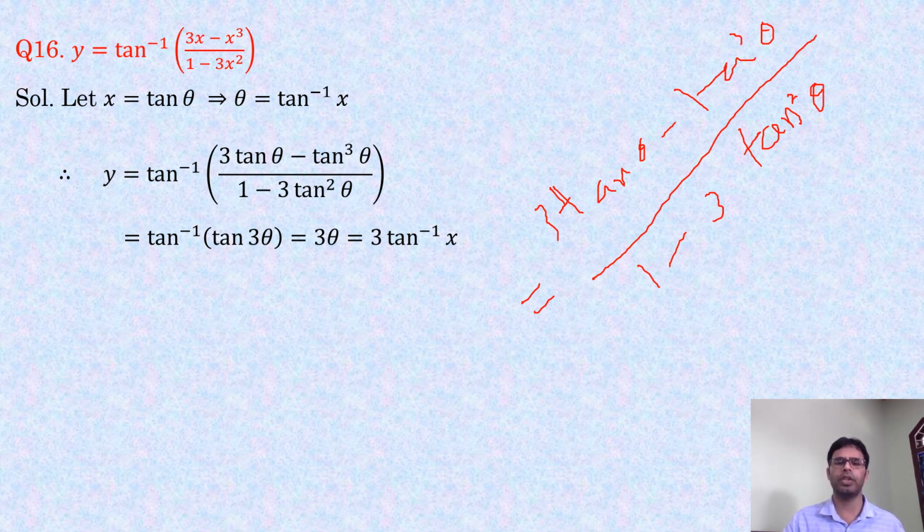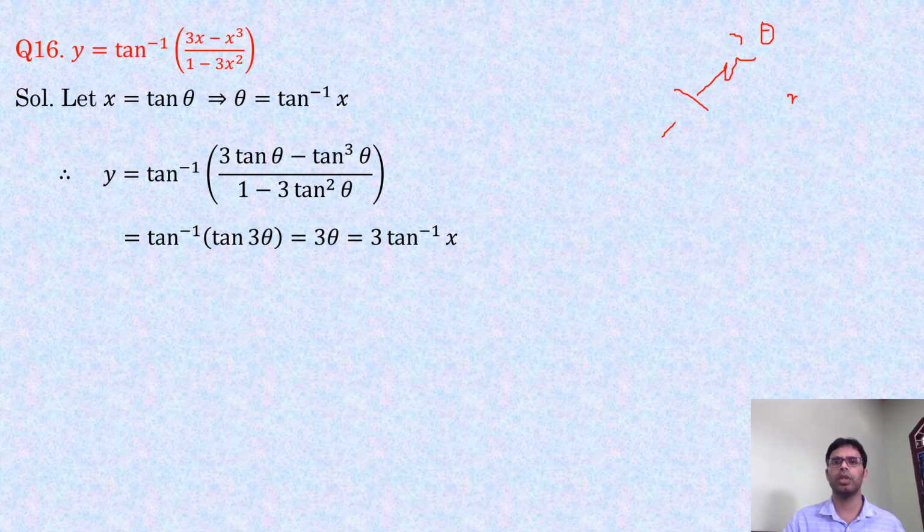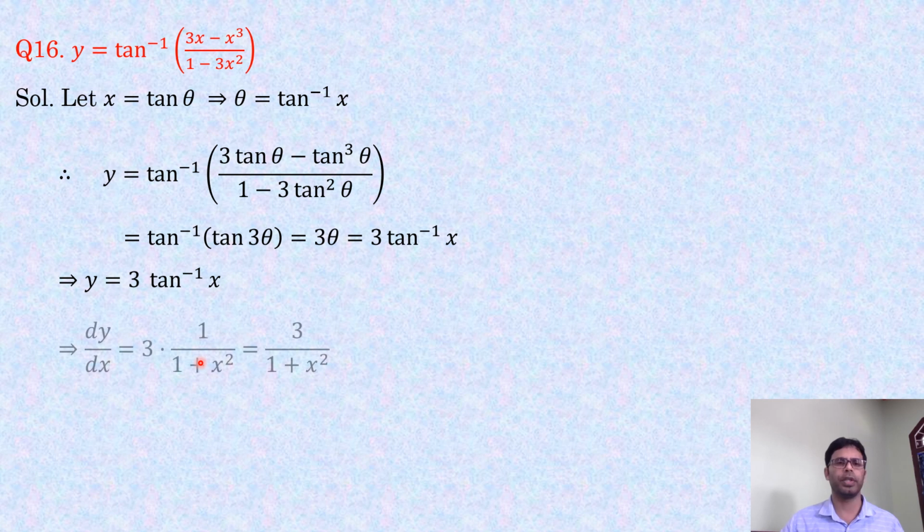and before differentiation you replace the value of theta, and you see here theta is what? Theta is equal to tan inverse x. So use that value here. So y is equal to 3 tan inverse x, and now differentiate. dy dx is equal to 3 into the tan inverse x function derivative, which is 1 by 1 plus x square, and that is the solution for the question.